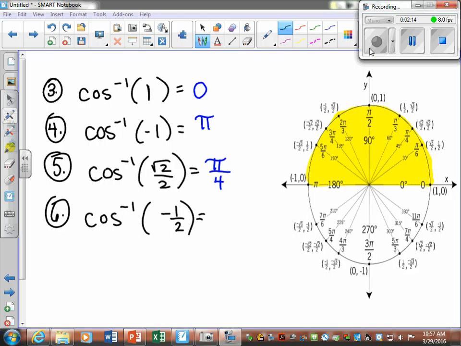Okay, and one more on this. A cosine inverse, what angle do you take the cosine of to get -1/2? The x value of -1/2, that's right here, so the angle is 2 pi over 3. Let me put that in blue. 2 pi over 3. Okay.